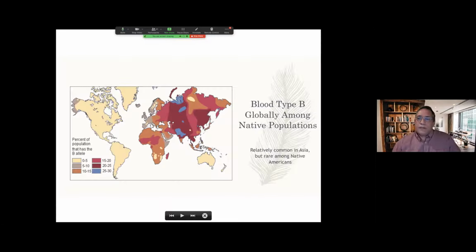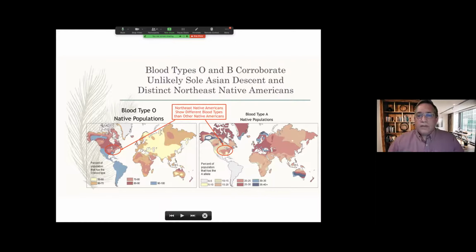So for example, when you look at blood type B, you see that it's a very common blood type in Asia, but almost never occurs among Native Americans. Similarly, when you look at blood type O and blood type A, you see blood type A is relatively common in Asia, but not in Central America or South America, where you see that blood type O, almost all Native Americans are blood type O.